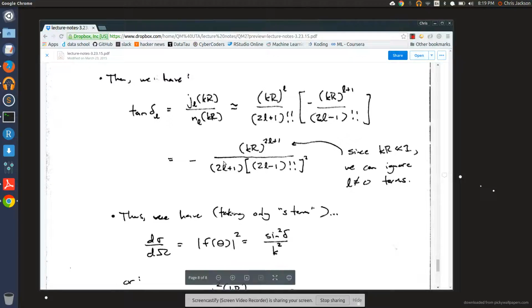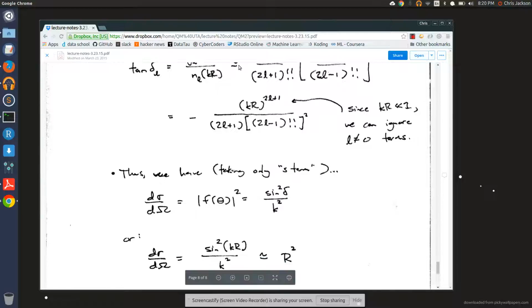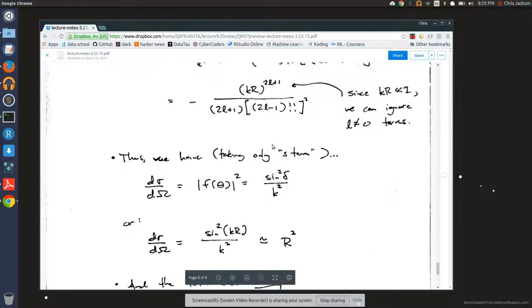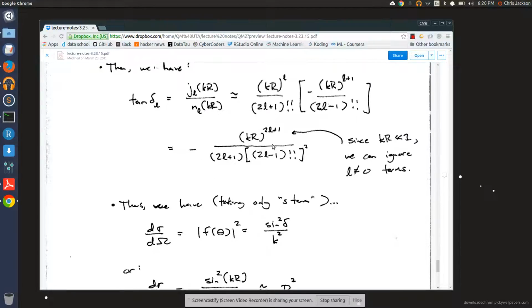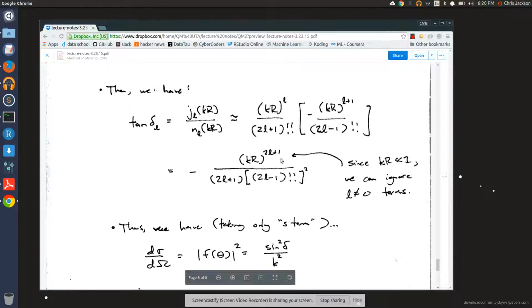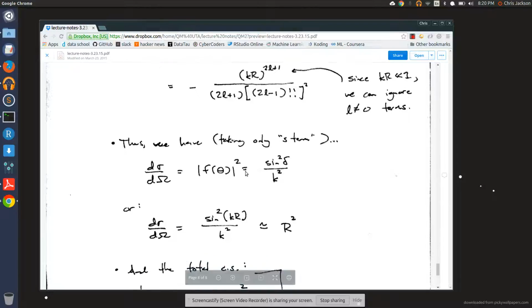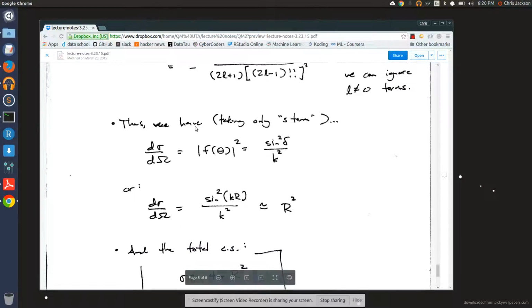So this is showing you that in the low energy limit, you only really need to keep the first or second terms, right? So L equals 0, maybe L equals 1, depending on how small the combination of KR is. This is for the specific case of hard sphere scattering, but the same thing happens in general.